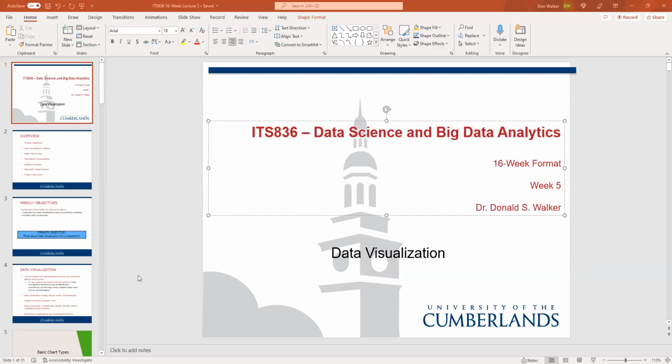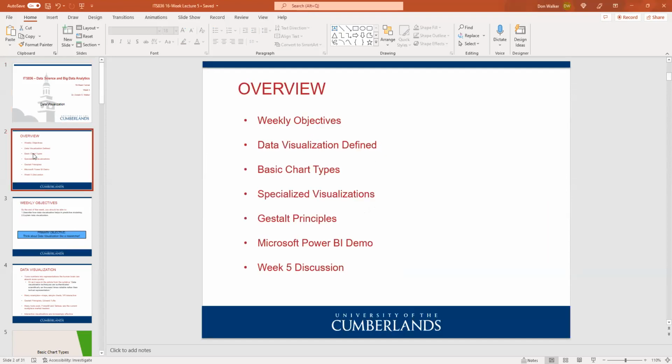All right, let's get started with week 5, data visualization, something near and dear to my heart. And in the next lecture, we'll go over the objectives from the syllabus and the course content folder. We'll define data visualization, show the basic chart types, and then I wanted to talk a little bit about specialized visualizations.